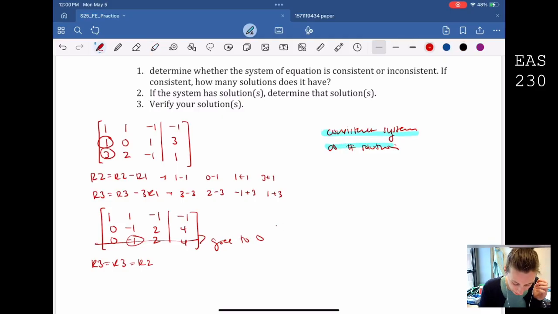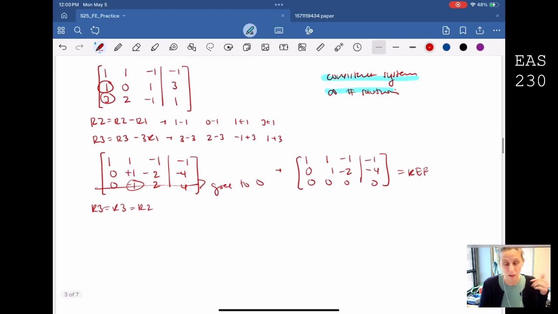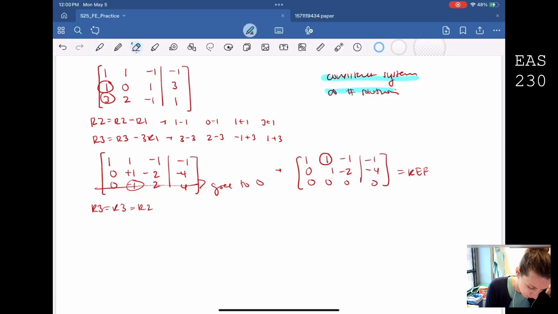My final REF will look like this. 1, 1, negative 1, negative 1, 0, negative 1. Oh, make those, switch those signs. This is my REF. I prefer RREF for an infinite number of solutions, so I'm going to go ahead and make that a 0, which I didn't need to change my signs.